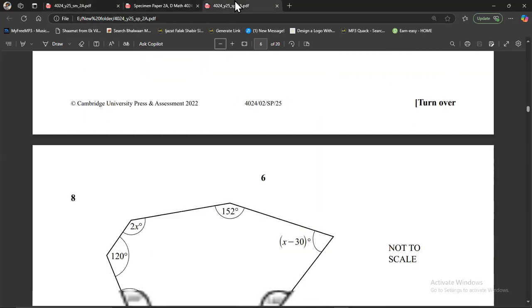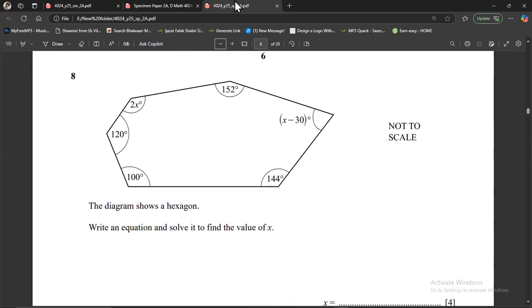Question number 8 is showing up on your screen. It's a 4 marks question. Here we have a polygon. The diagram shows a hexagon. A hexagon has 6 sides. Write an equation and solve it to find the value of x. So you see here, there are 6 internal angles.